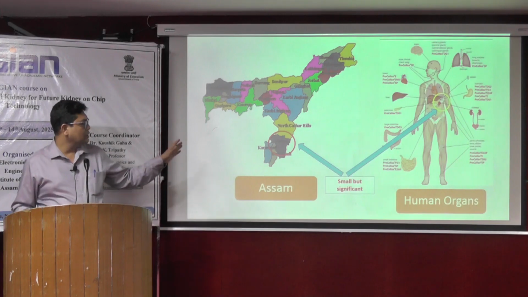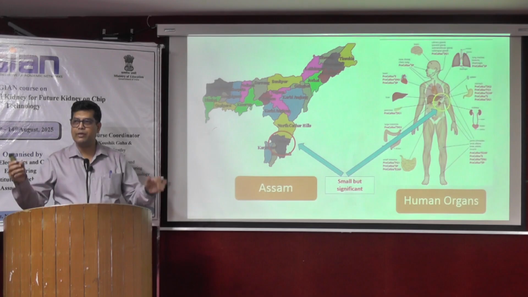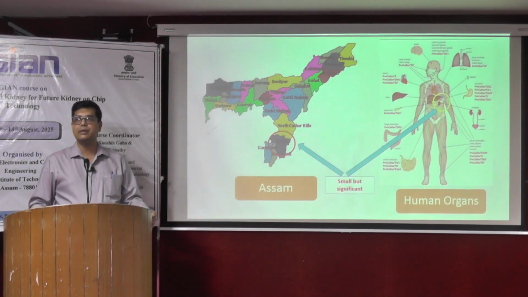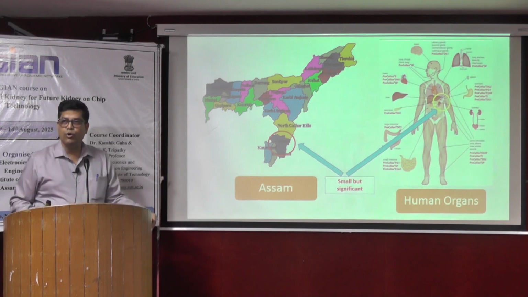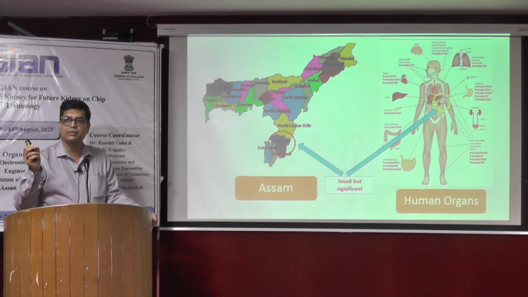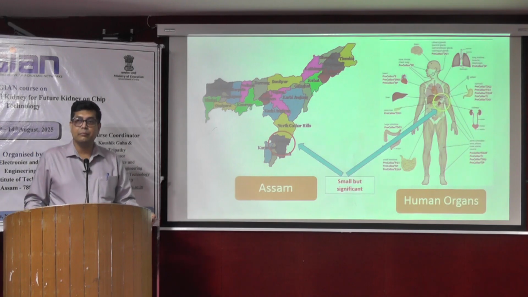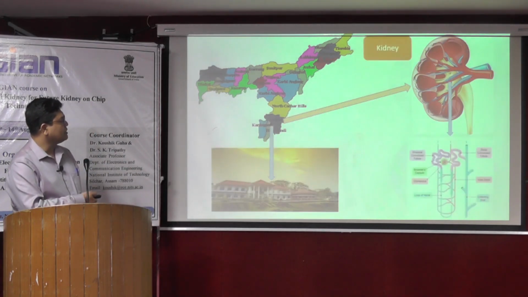So I mean to say that Kachar, though a small place if you compare it with the state of Assam or the whole country India or across the globe, is very, very small but very significant. Similarly, the kidney is also a small, bean-shaped organ, very small, but very, very significant in our human body. I am just trying to make an analogy. So this is the kidney.